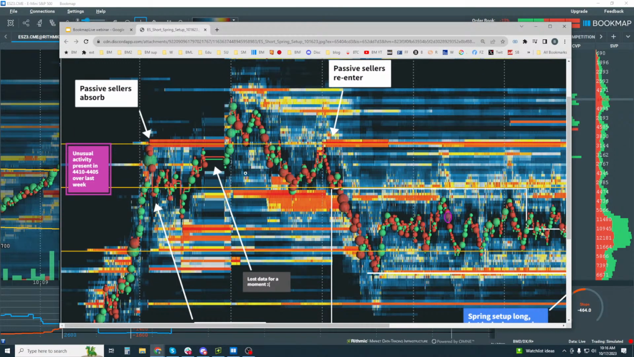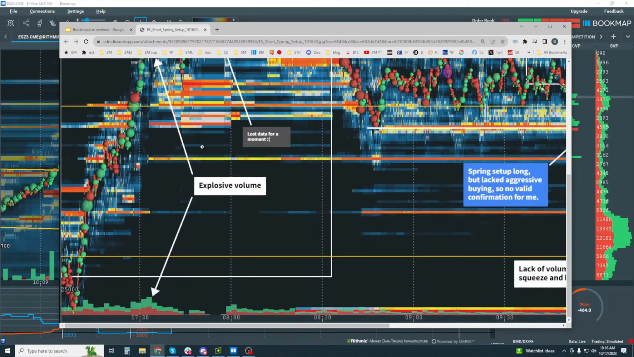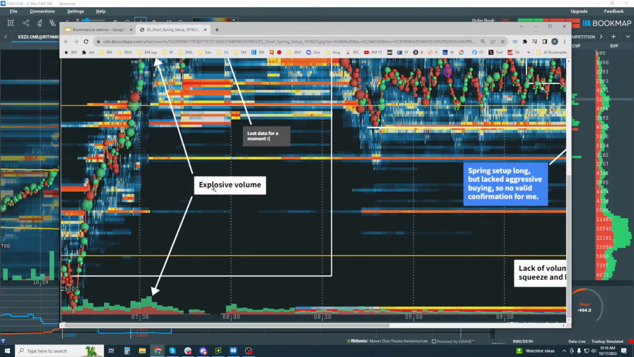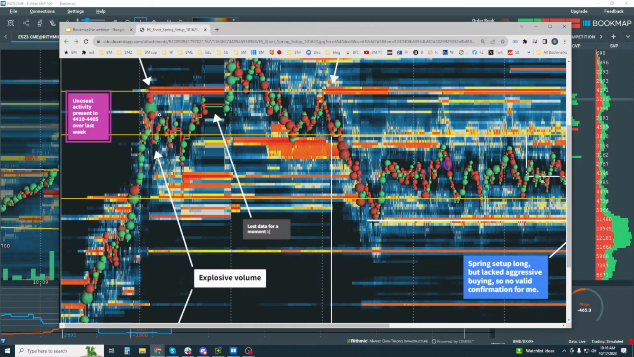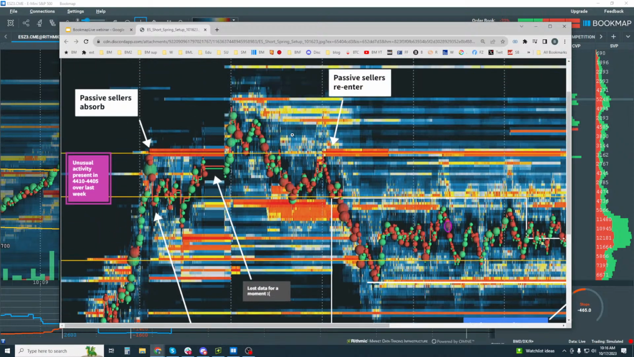Great stuff. I mean, this is it. Just go over this again and again and again. This is how you're going to build your strategies. Once you first identify these things, here, explosive volume, boom, right? Here's a move up now. Passive sellers re-entering here. Higher liquidity coming down.